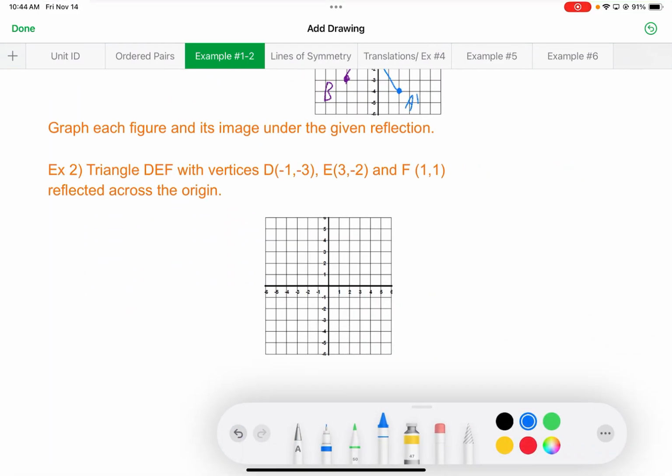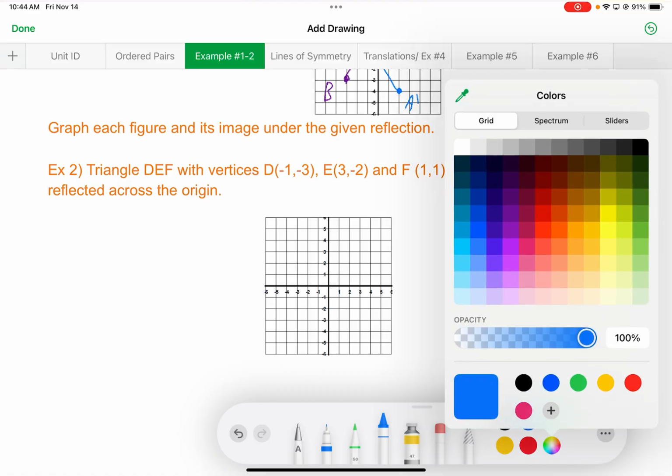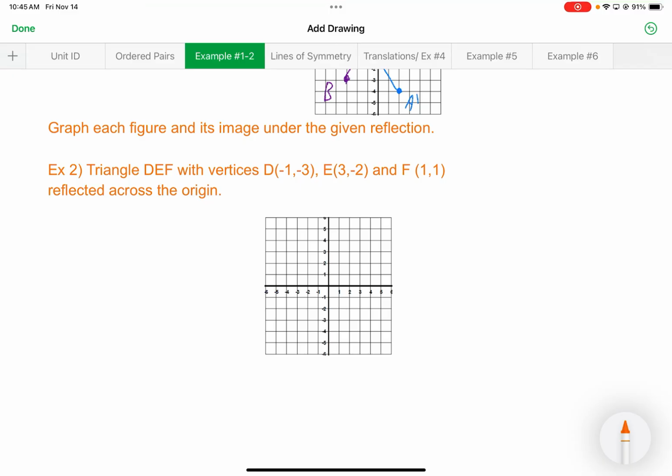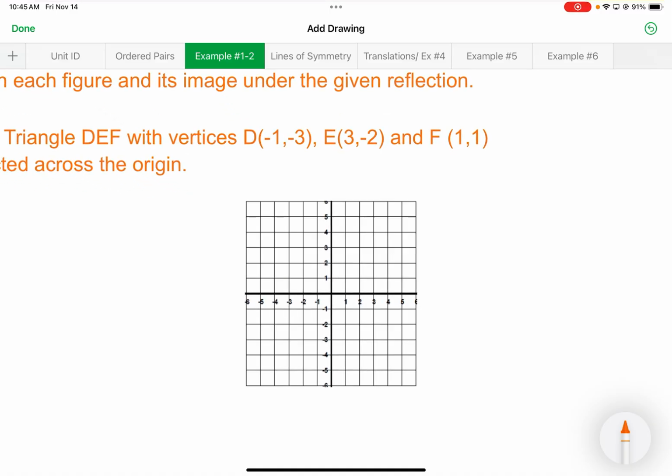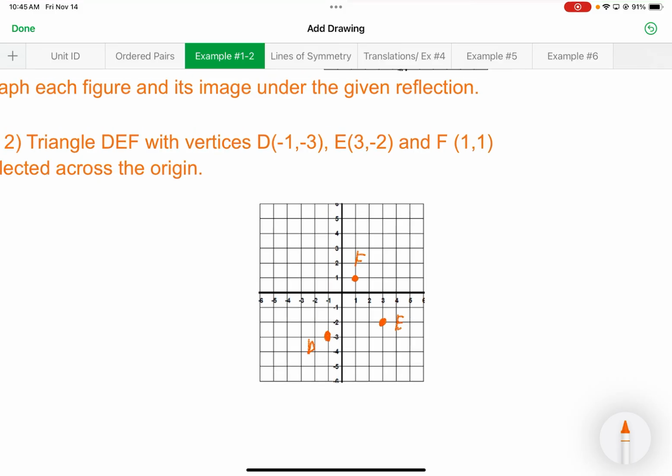Let's do something more exciting. Triangle time. Orange. All right, triangle DEF has those vertices. We want to reflect it across the origin. All right, so take a second, plot those 3 points. You guys okay with plotting points? We good there? (3, negative 2) is (1, 1). So D, E, F.